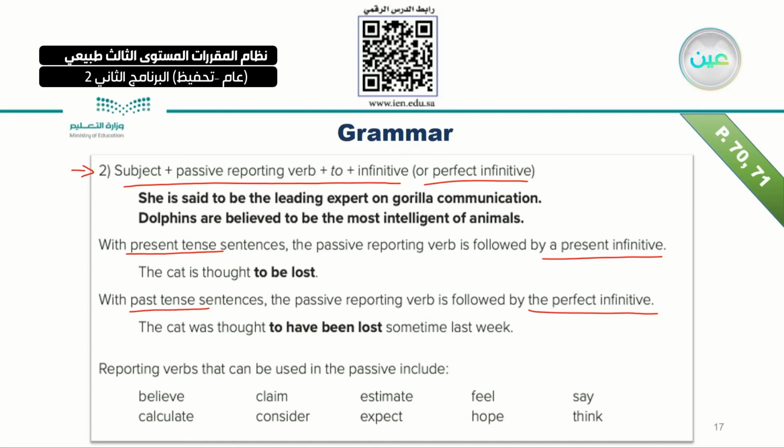Finally, these are the reporting verbs that can be used in the passive: believe, calculate, claim, consider, estimate, expect, feel, hope, say, and think.